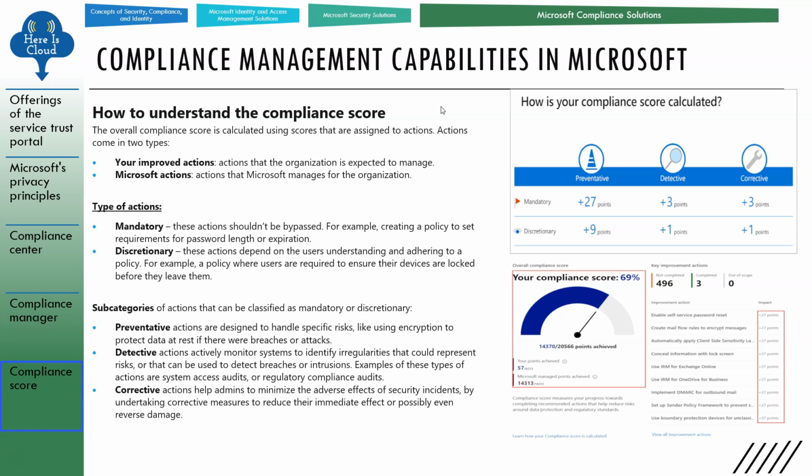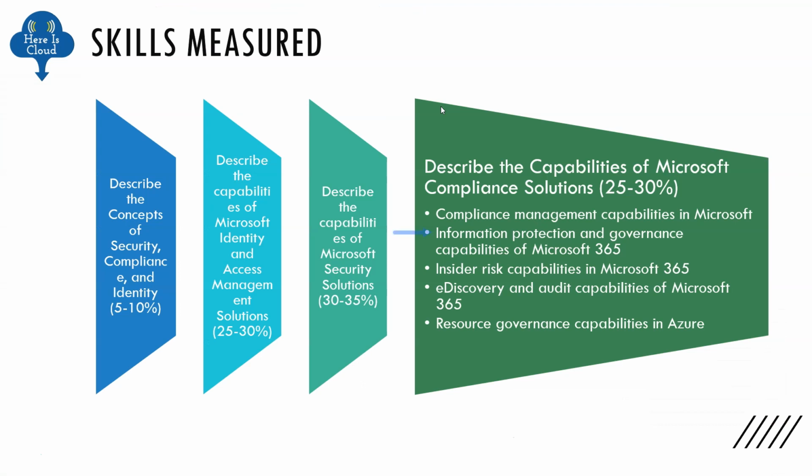Like you can see mandatory, discretionary. Under that, there are preventive, detective, and corrective, and how many points you can get for those actions. So with this, we are done with the compliance management capability in Microsoft, which is our subsection 1. Next subsection is information protection and governance capabilities of Microsoft 365.